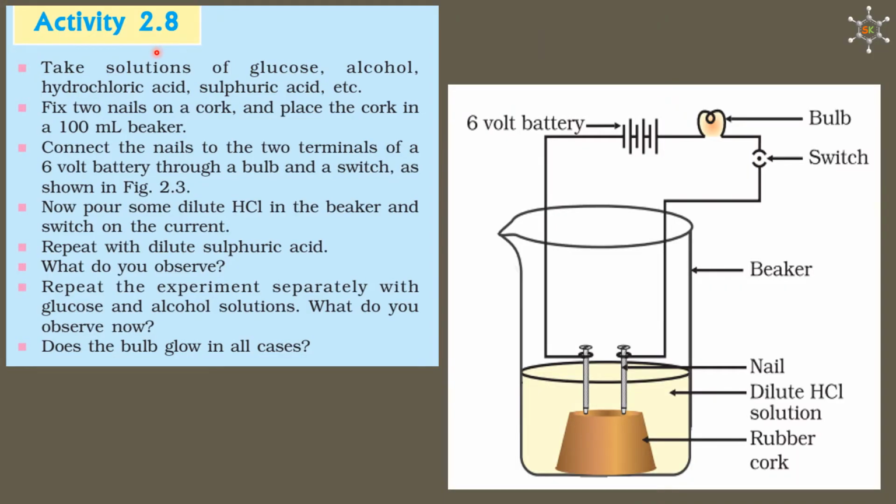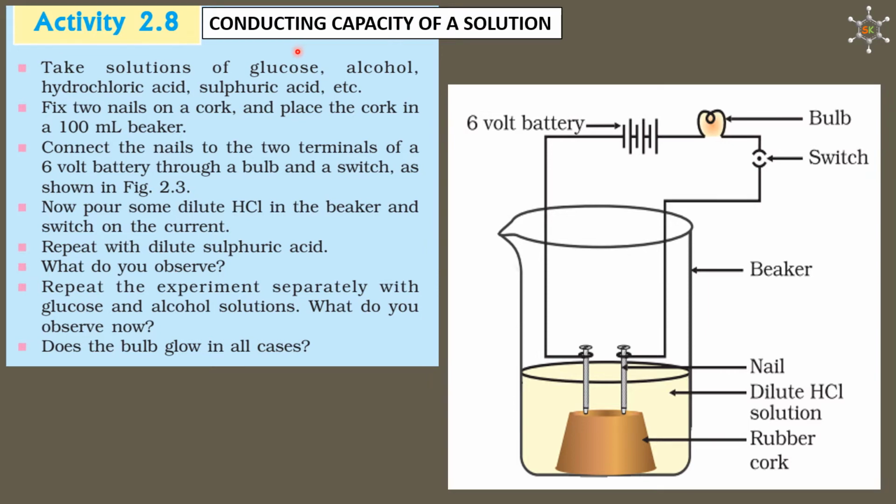Activity 2.8 is about conducting capacity of a solution. In this experiment, fix two iron nails on a rubber cork. Place it inside the beaker. Connect these two iron nails to a battery through a switch and a bulb. Fill the beaker with dilute hydrochloric acid solution. Switch on the current and cross-check whether the bulb is glowing or not.